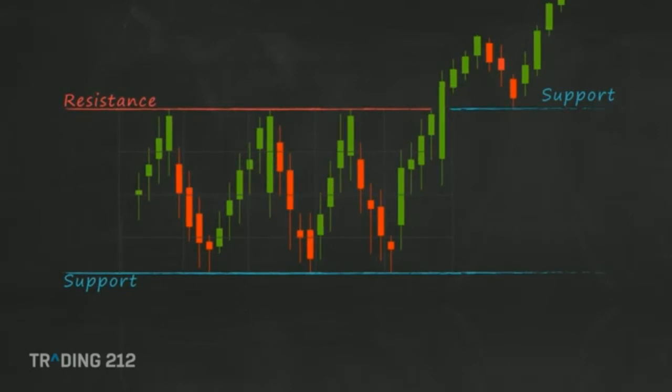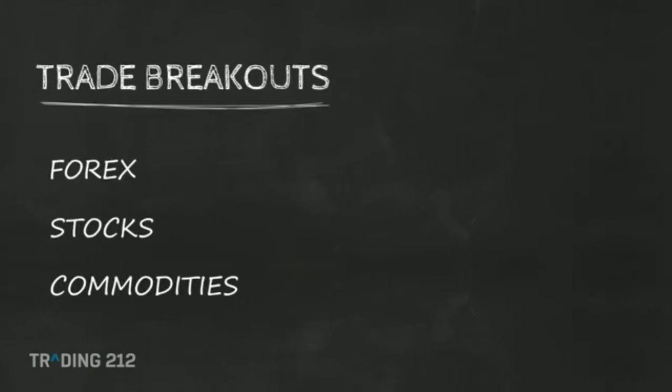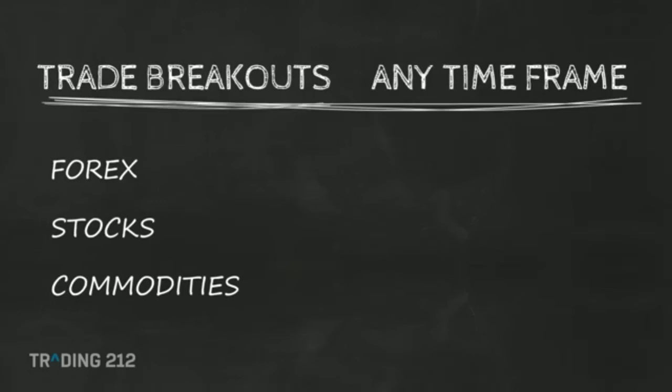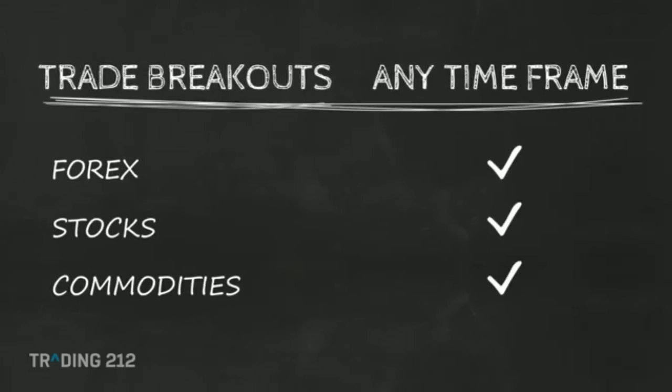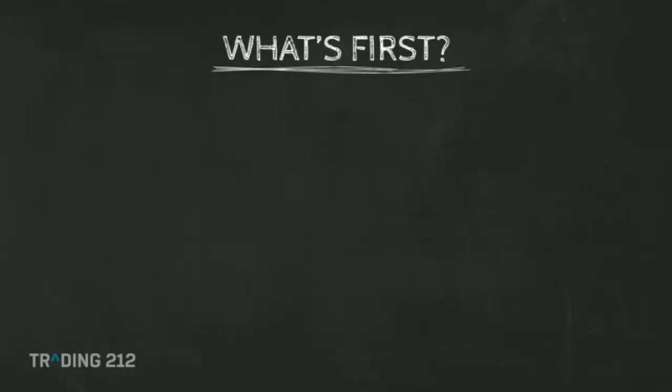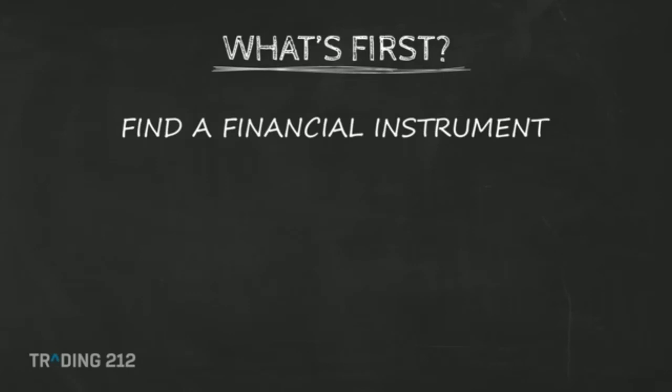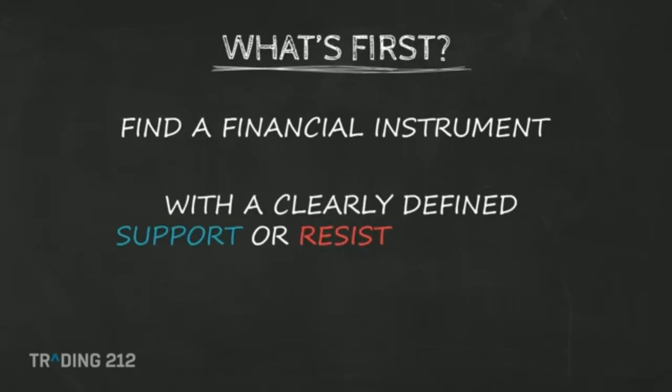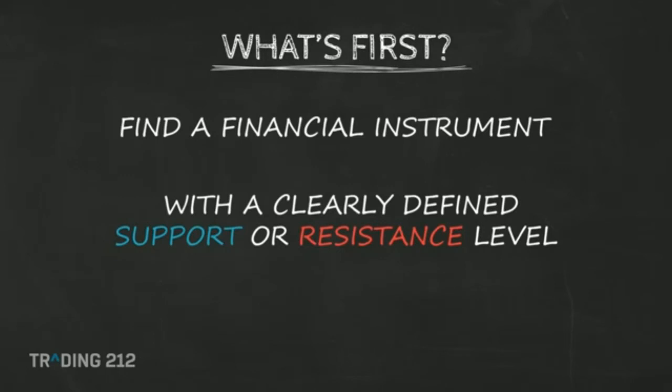So here's the general concept to trading breakouts. You can use the breakout strategy to trade forex, stocks or commodities, and it works with any time frame. It's a method of technical analysis that follows certain rules and can be applied universally. So what's first? First, you need to find a financial instrument, a currency pair, stock or commodity with a clearly defined support or resistance level. We only need one clearly defined support or resistance level to anticipate a breakout.